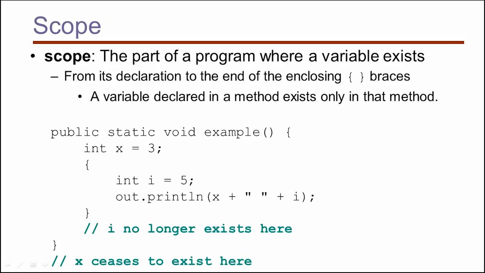At this point, it is appropriate to introduce the concept of scope. The scope of a variable is the portion of the code in which the variable exists and can be referenced. In Java, the scope of a variable is from the point of its declaration to the end of the enclosing curly braces. In the sample code shown, the scope of the variable x is from its declaration to the end of the method named example, while the scope of the variable i is only the 2 lines of code in the inner curly braces.